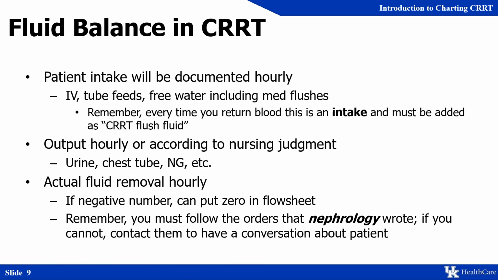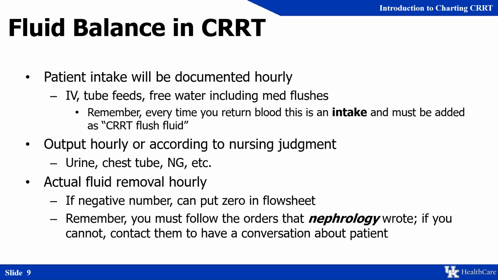Alright, so the main heart of charting CRRT is fluid balance. This relies on you having intake that's documented hourly. This is going to include anything from your IV pumps, tube feeds, free water, including your med flushes. People often forget about that. Output is going to be hourly or according to your nursing judgment. So if you have a urinary catheter that's making 50 cc's per hour, you're going to make sure you get that every hour. If you have a chest tube that's only putting out 1 or 2 cc's every hour, you might wait a few hours because that would drive you crazy trying to do that every hour.